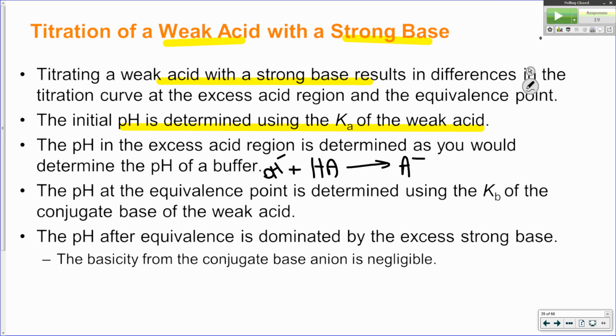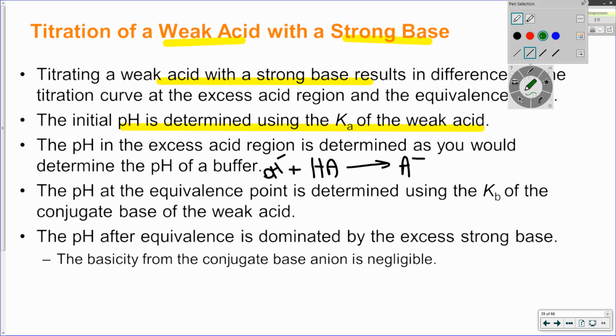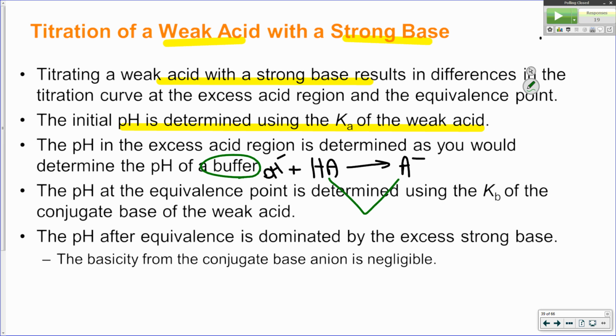What is it when you have a solution of a weak acid and its conjugate base? What does that make? It's a buffer. Okay, so we treat it as a buffer. So once you start the titration, we have to find out how much weak acid is left and how much conjugate base is formed, and then we go into the H and H equation, or the buffer equation, to calculate pH.